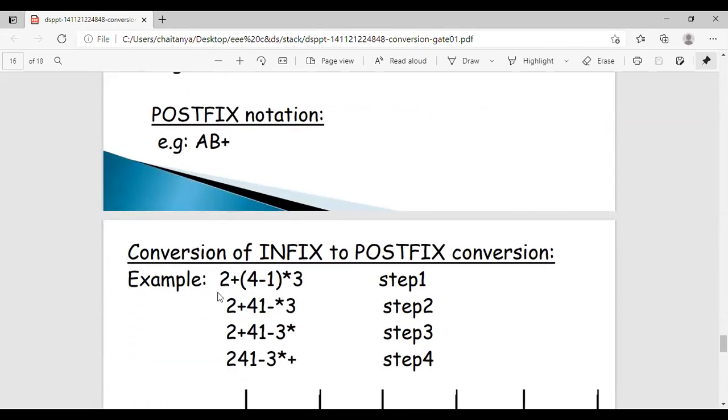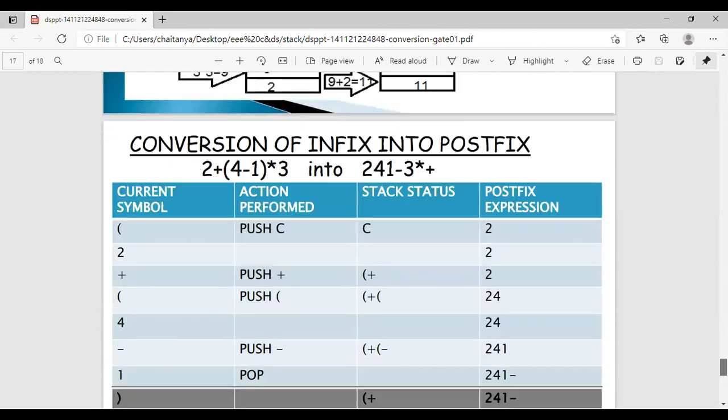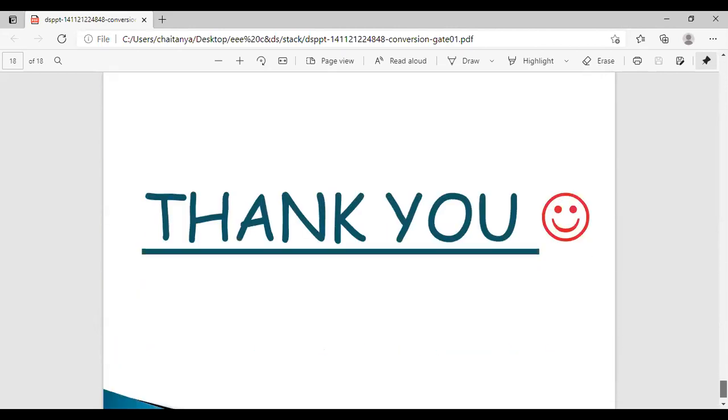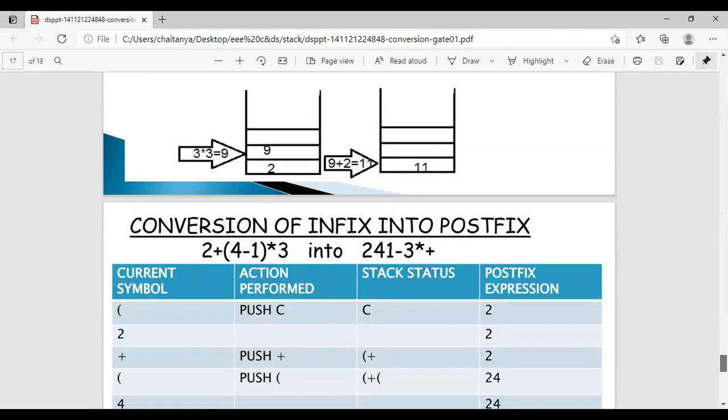You can see the example: 2 plus 4 minus 1 star 3. By using some algorithm, it will be converted into 2 4 1 minus 3 star plus, something like that. So first it will be converted to postfix. Next, the postfix is evaluated and we will get the value of the arithmetic expression.